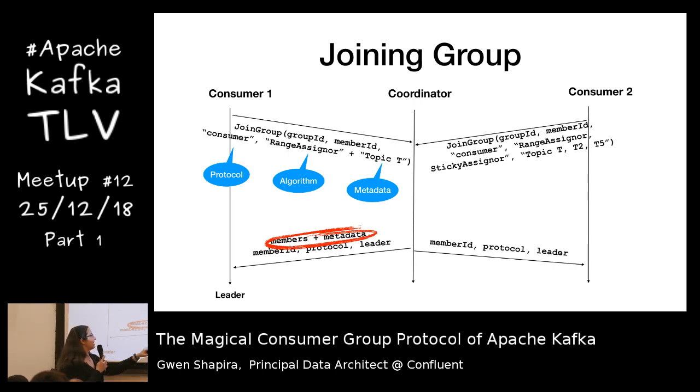And then we send the leader back the list of all the members in the group, all their metadata, including which assignments each one of them is interested in, which topics, all this information is sent to the leader. Everyone else gets a member ID, the protocol that we'll all use, and I'll talk about how we select the protocol in a second, and who is the leader. So everyone knows who is the leader. They mostly use it to know that they are not the leader, because only the leader gets everything else.